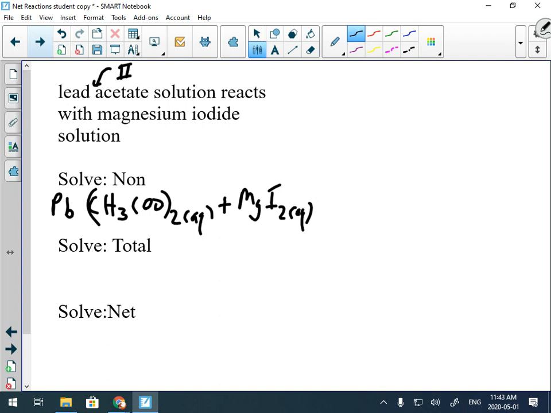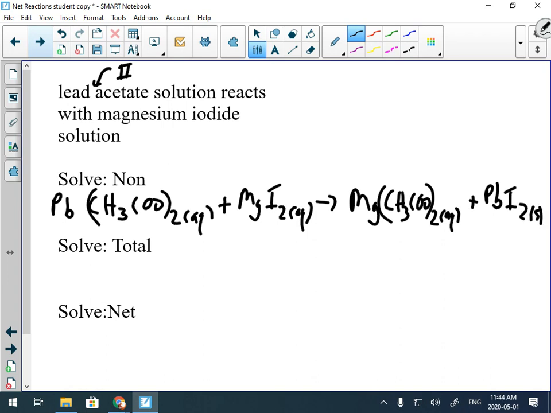Double replacement. Okay, we get magnesium acetate. Right, magnesium is 2+, and that's very soluble. And then we get lead iodide. And lead iodide is not soluble, so that's PbI2 solid. And this is a nice one. I think it's all balanced, right?